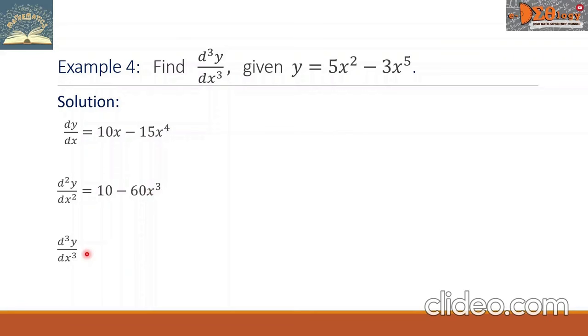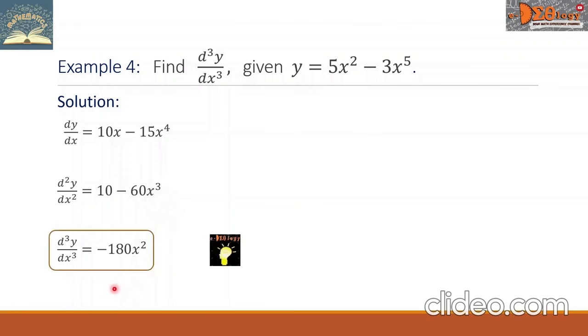Now the third derivative. Let us now take the derivative of each of these two terms. Derivative of 10 is 0, and derivative of negative 60x cubed is now negative 180 times x squared. This 3 we multiply by negative 60, that's why we get this negative 180. And this power 3 minus 1 becomes 2. This is the final answer.